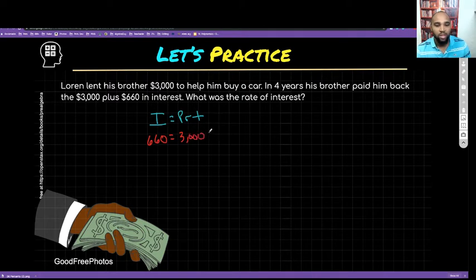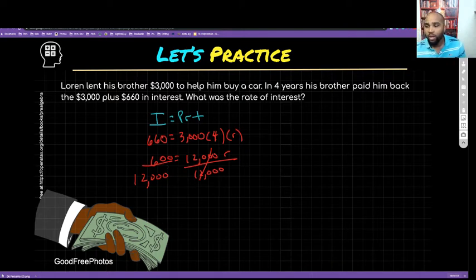We're looking for the rate. So we do have time though. So what is the time? 4 years. But we don't know the rate. So 4 times 3,000 is 12,000 times R equals 660. We can divide by 12,000. It gets rid of that. Do the same thing on this side, because of the property of equality of division. These cancel. That leaves me with 6 over 120, which is the same as 1 over 200, I'm guessing.